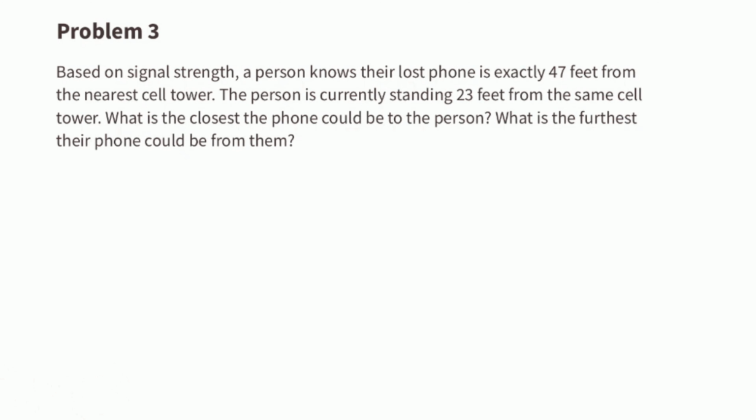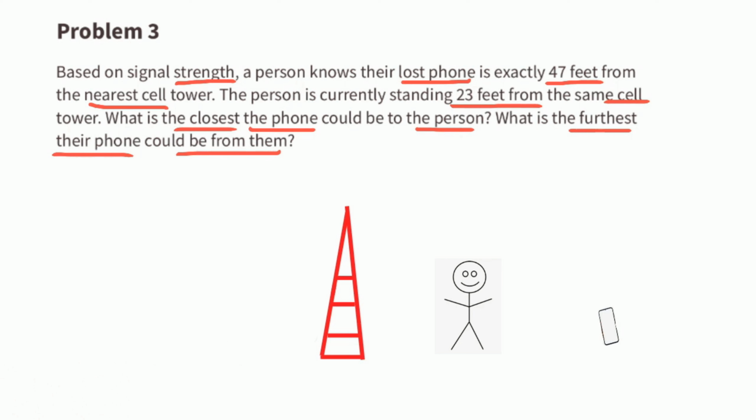Problem number 3. Based on signal strength, a person knows their lost phone is exactly 47 feet from the nearest cell tower. The person is currently standing 23 feet from the same cell tower. What is the closest the phone could be to the person? What is the furthest their phone could be from them? Here's an illustration of the phone tower, the person, and their cell phone.